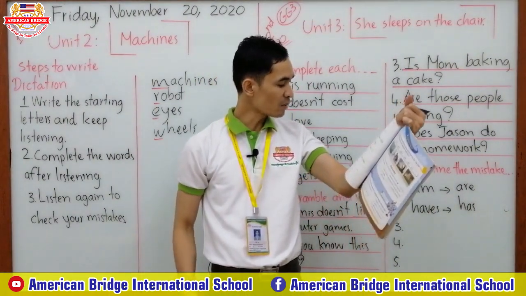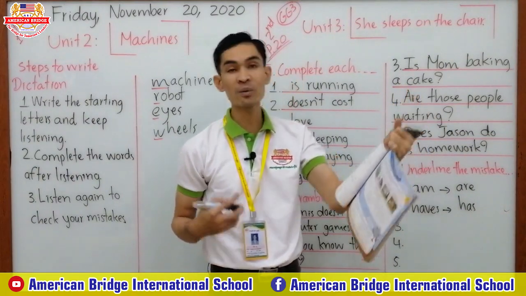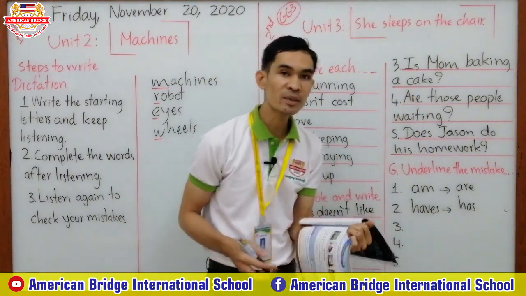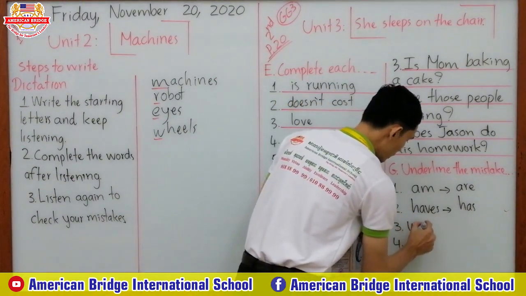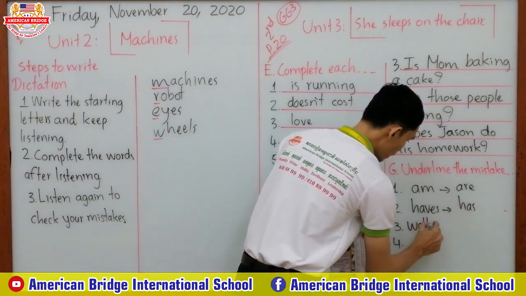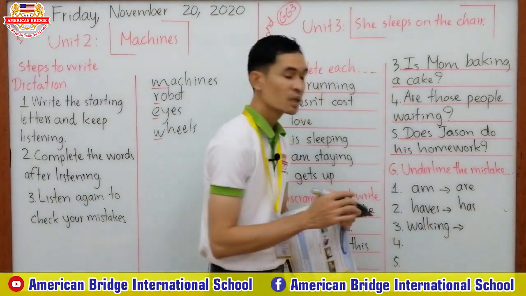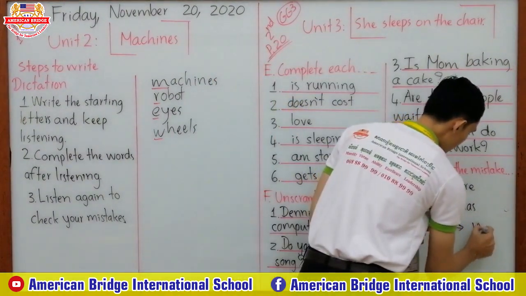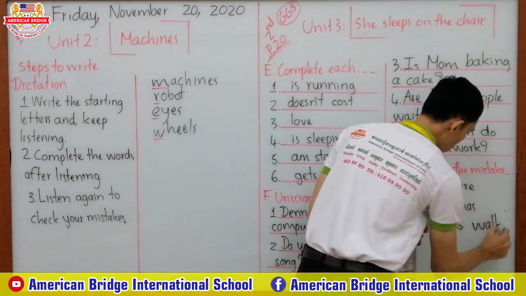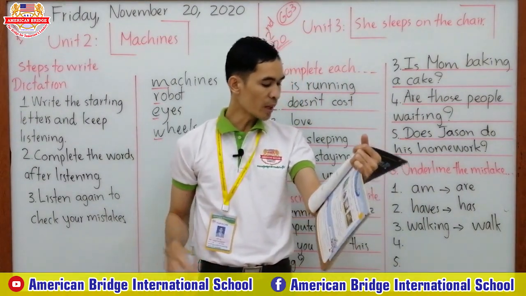How about number three? Do they walking home every day? Okay, where is the mistake? Walking. Okay, so you underline the word walking all together, everyone. Walking. So how do you change? This one we use the base form of the verb. We use only walk. Okay, only walk, not walking. Do they walk home every day?